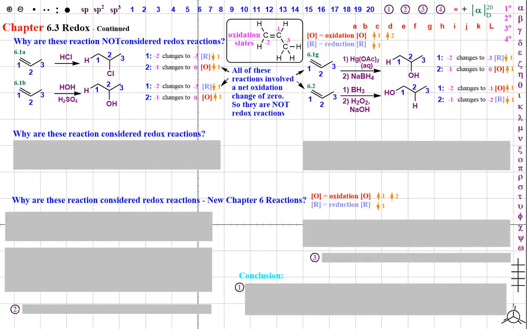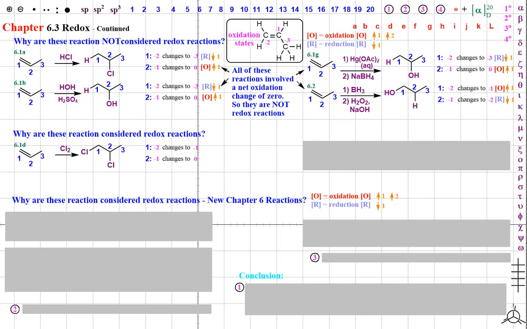Other reactions we encountered during Chapter 6: halogenation of alkenes. The oxidation state on carbon 1 changed from -2 to -1. That's going up by 1. That's an oxidation. Carbon 2 went from -1 to 0. That also is an oxidation.